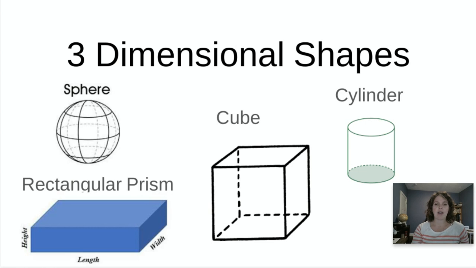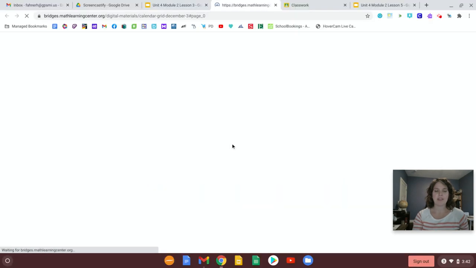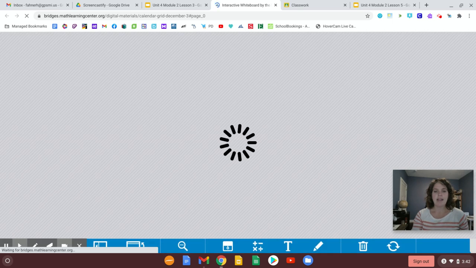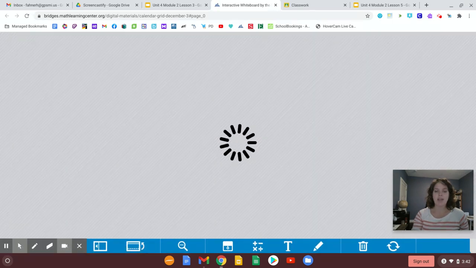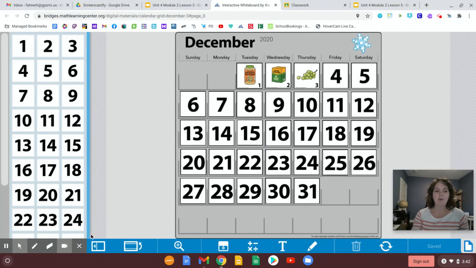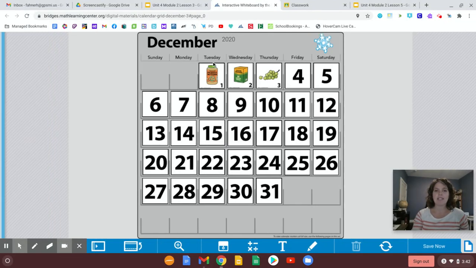So let's take a look at our calendar. Now, the first day on our calendar, we had a peanut butter jar, and that jar reminded us of a cylinder because it had a flat, round surface on the top and on the bottom. And then yesterday, we took a look at this box of crayons, and we realized that because we could see a rectangular shape on the front and a rectangular shape on the side, that must be a rectangular prism.